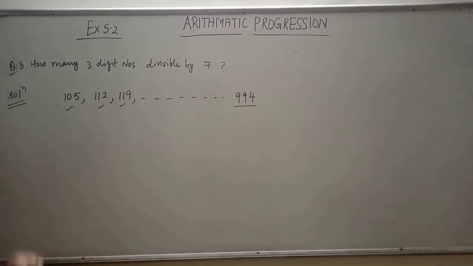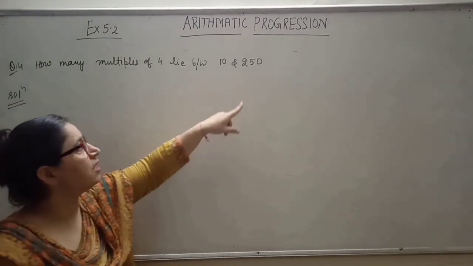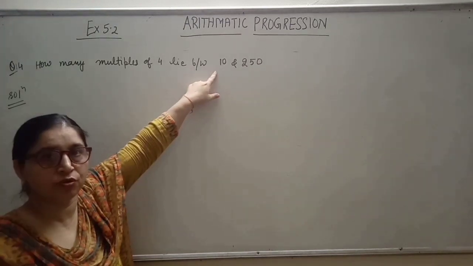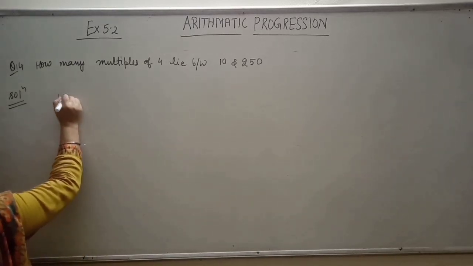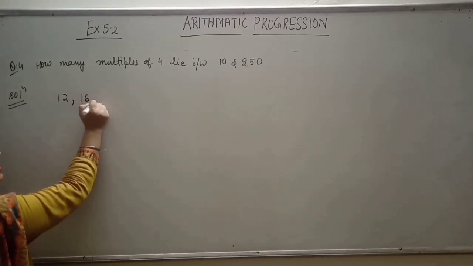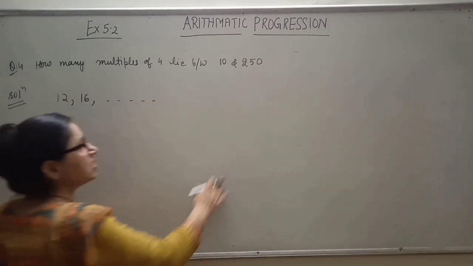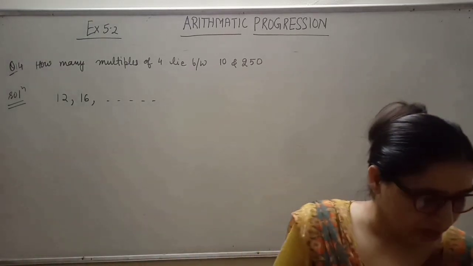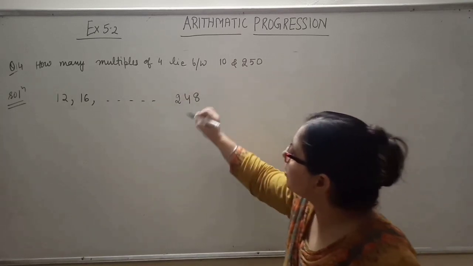You do it yourself. Now in this question, how many multiples of 4 lie between 10 and 250? बिल्कुल वैसे ही है जैसा पिछला क्वेश्चन था. अब मल्टीपल ऑफ 4 जो यहाँ से आपका स्टार्ट होता है, कौन सा है 10 के बाद, that is 12, फिर 16, then the last multiple of 4 which is less than 250. What is that? That is 248.